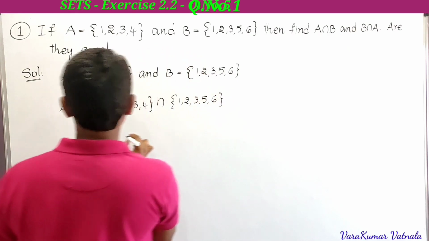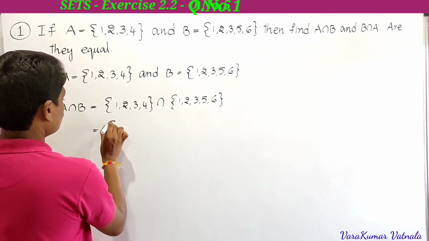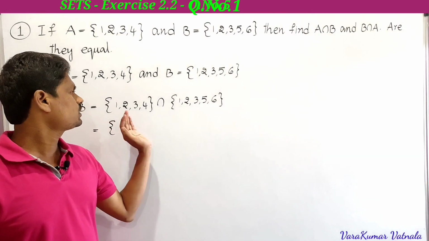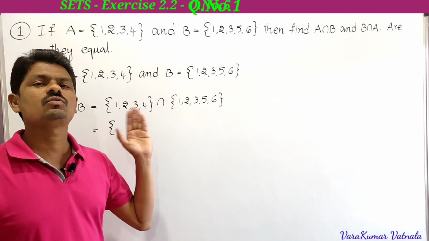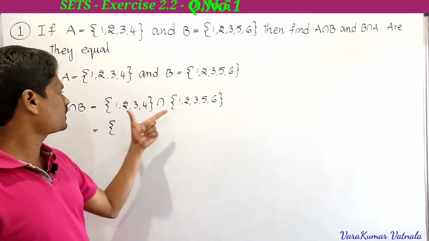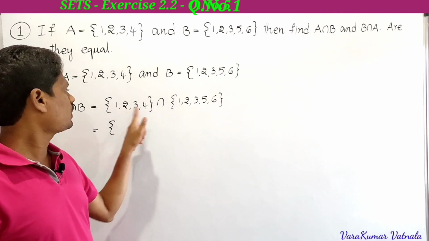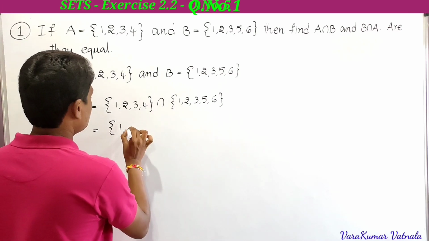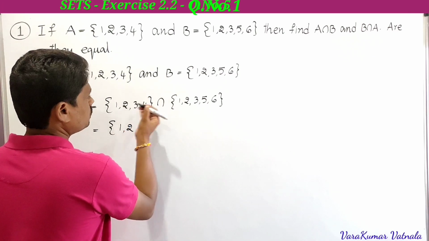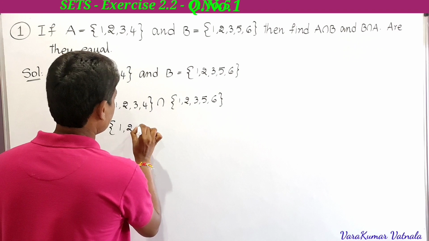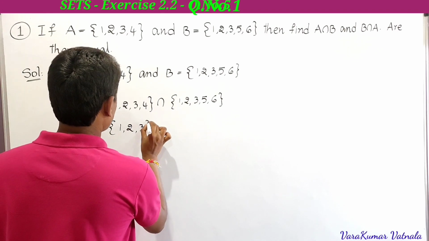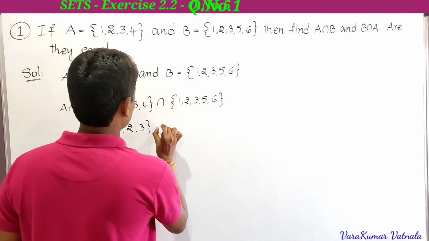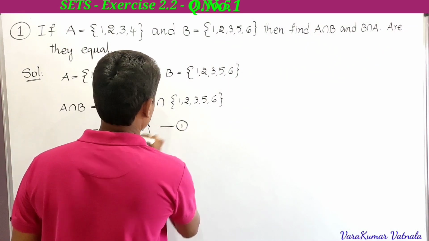So how can we write intersection? We just have to write the common elements which are present in both the sets. So A intersection B has the common elements of both the sets. So that should be present in both the sets. So 1 is the common element, so write 1. 2 is the common element, write 2. 3 is also a common element, write 3. So 1, 2, 3 are the common elements. This is A intersection B.